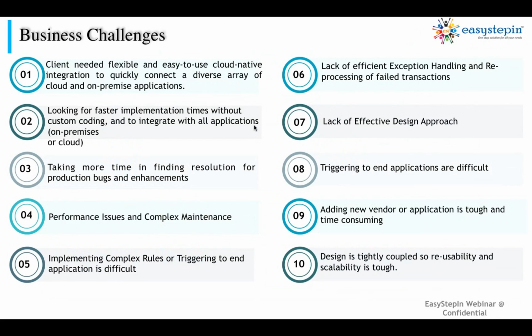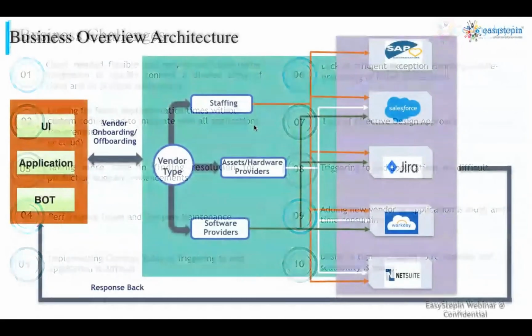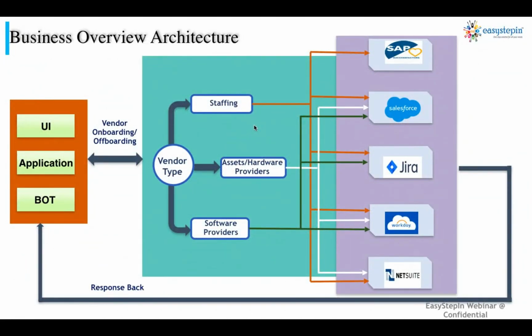So the challenges in the existing solution is that there is no unified solution to manage data across all the various end applications. Adding and removing a vendor was very difficult. There was no effective error handling for all the failed transactions. The execution time was very high, and there were also data synchronization issues. So we at EzC have proposed a unified solution using Boomi. Let's now see the architecture diagram.